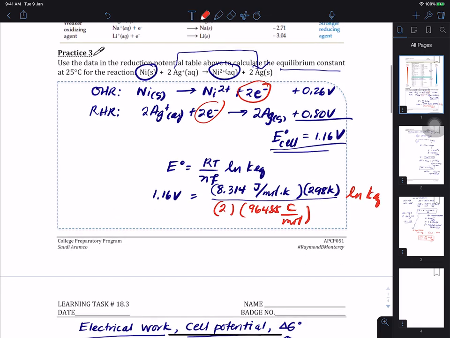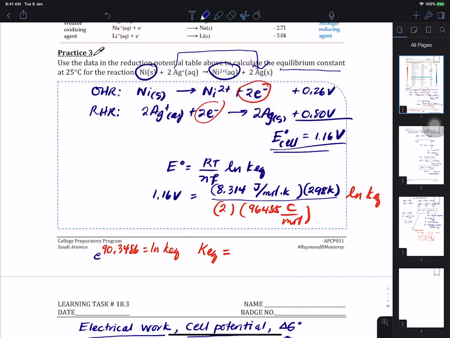So KQ would be equal to what? We are expecting a value larger than 1, and probably a large value because the voltage is high enough, 1.16. So let me just work on my calculator. So that's 1.16 multiplied by 2 multiplied by 96,485 divided by 8.314 divided by 298. So it's like what? That's 90.3486 is equal to ln of KQ.